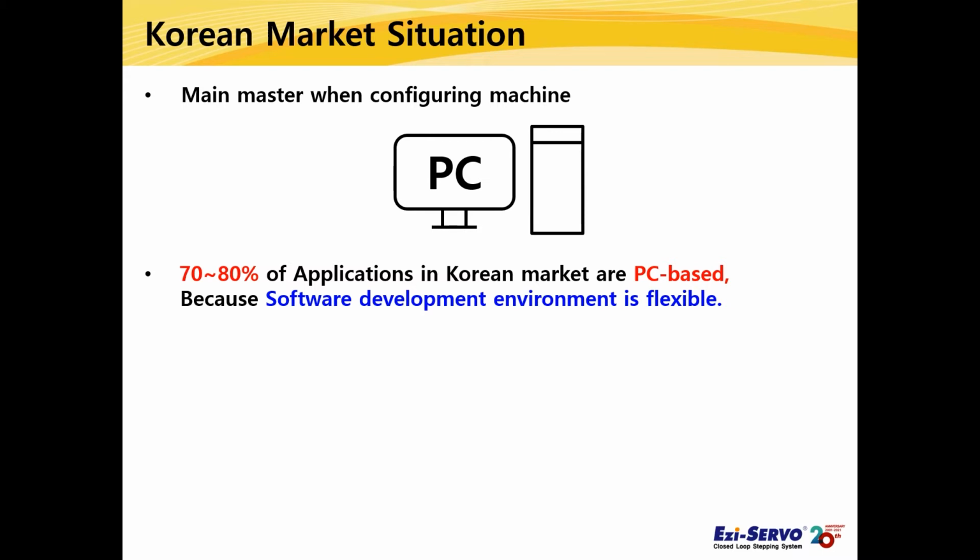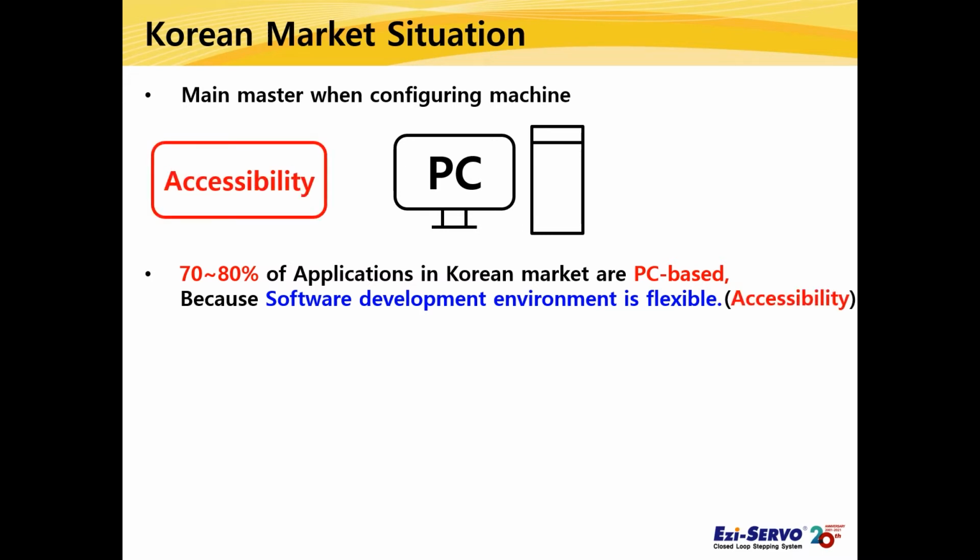The main reason is that the software development environment is flexible when controlling machines. That is, accessibility is good. In more detail, since customers can easily configure machine programs in a Windows-based programming environment by directly connecting to a Windows-based PC, most customers in the Korean market prefer and use FASTECH's Ethernet products a lot.